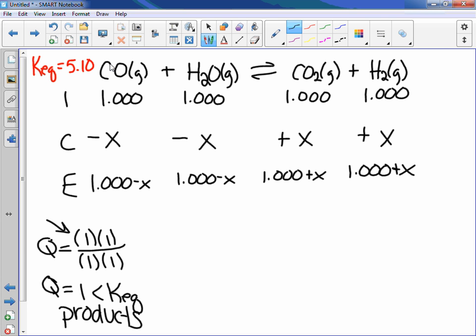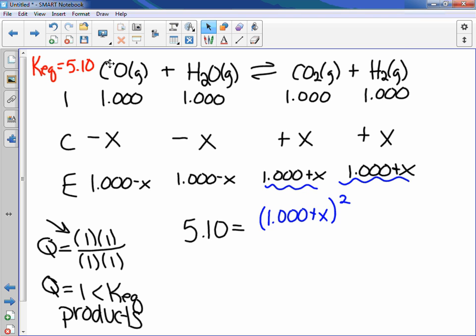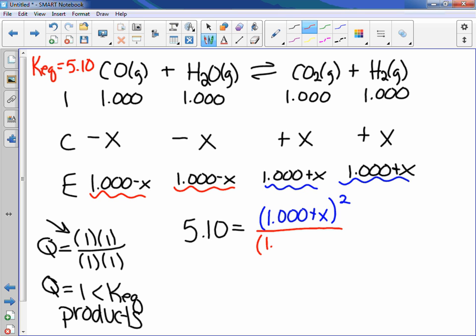So now we can solve for X. KEQ equals 5.10. I'll color code because I can. Products, right? They're the same. So I'm just going to square it because we're going to have 1 plus X times 1 plus X. And then reactants on the bottom. I'm going to square that too because it'd be 1 minus X times 1 minus X.